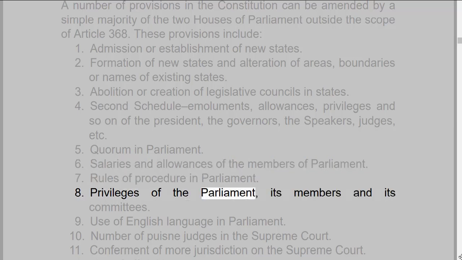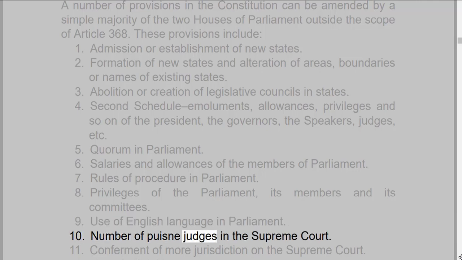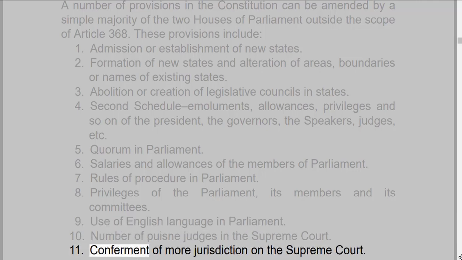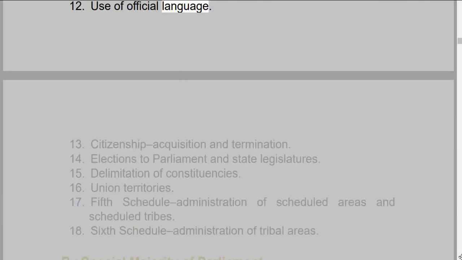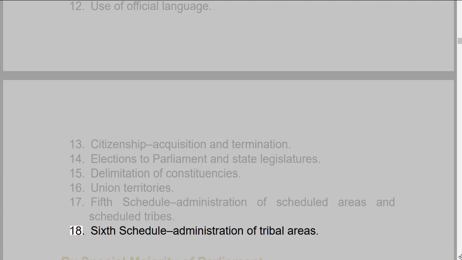8. Privileges of the Parliament, its members and its committees. 9. Use of English language in Parliament. 10. Number of puisne judges in the Supreme Court. 11. Conferment of more jurisdiction on the Supreme Court. 12. Use of official language. 13. Citizenship, acquisition and termination. 14. Elections to Parliament and state legislatures. 15. Delimitation of constituencies. 16. Union territories. 17. Fifth Schedule, administration of scheduled areas and scheduled tribes. 18. Sixth Schedule, administration of tribal areas.